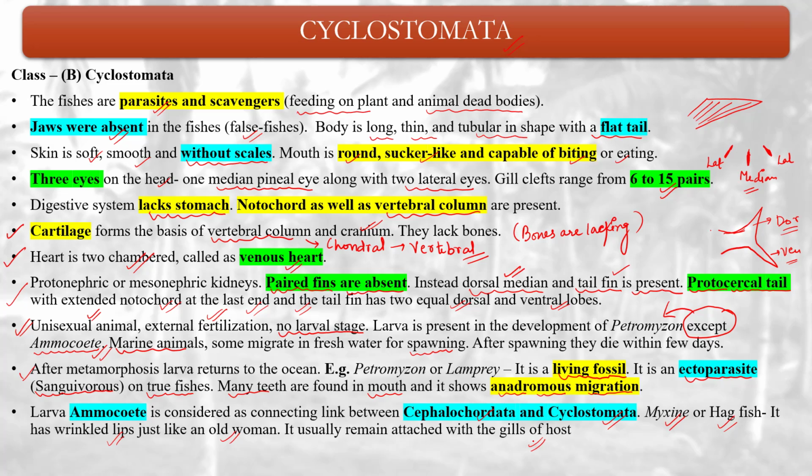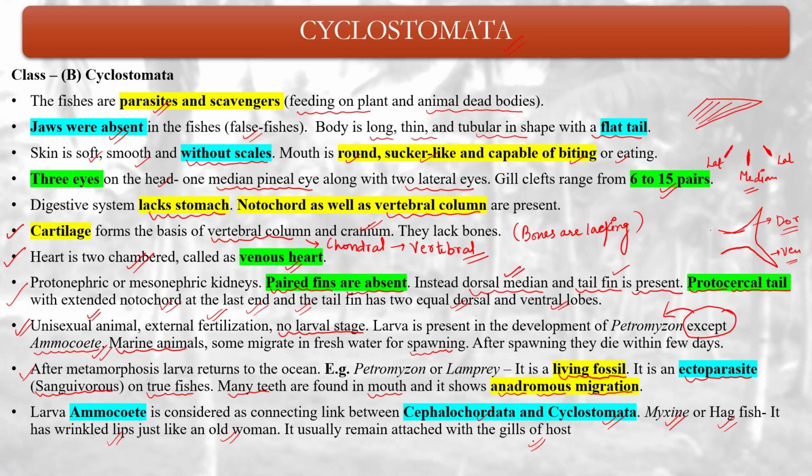Okay, they have 3 eyes, one in the middle and 2 on the lateral sides, and they have gill clefts around 6 to 15 pairs. Digestive system is complete, but it lacks a stomach. Notochord as well as the vertebral column is present. Cartilage forms the vertebral column and cranium, means it is the chondral based vertebral column and the chondral based cranium. Chondral means the cartilage. They don't have bones.